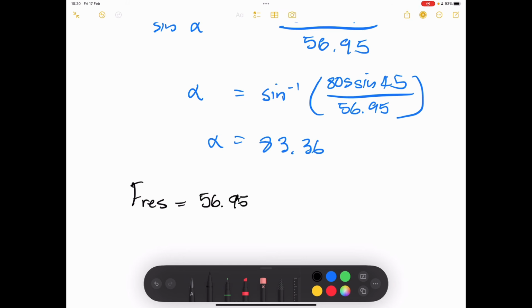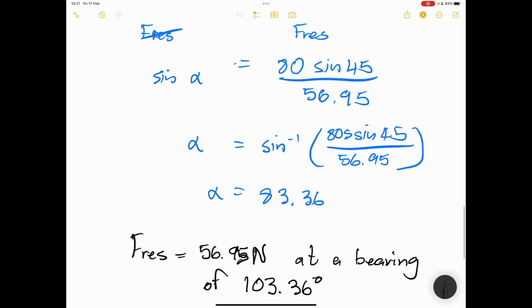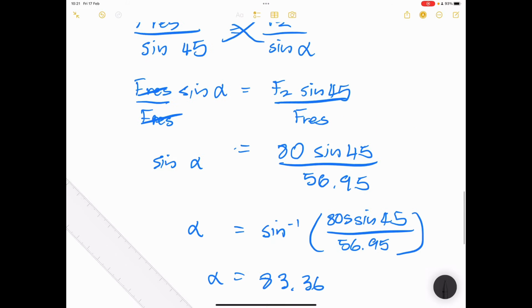So it means that our resultant force, ladies and gents, is equal to 56.95 newtons at a bearing, rather, of 103.36 degrees. Sorry about that. So what I want us to do quickly, now that we've reached the end, is verify that bearing.